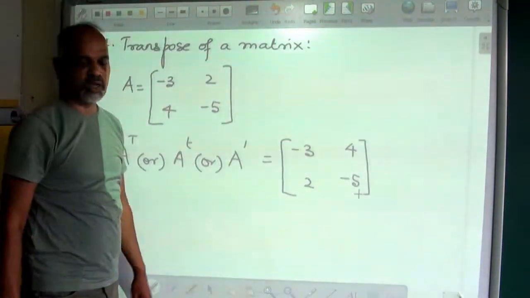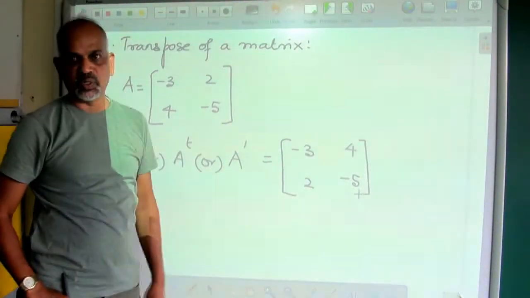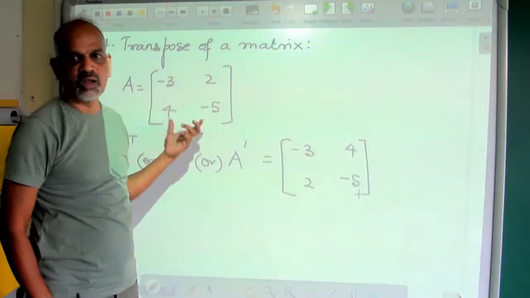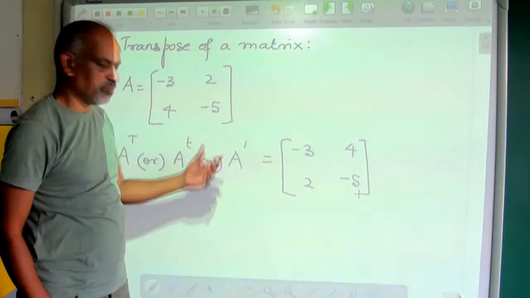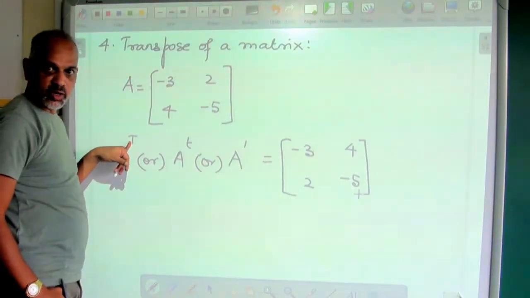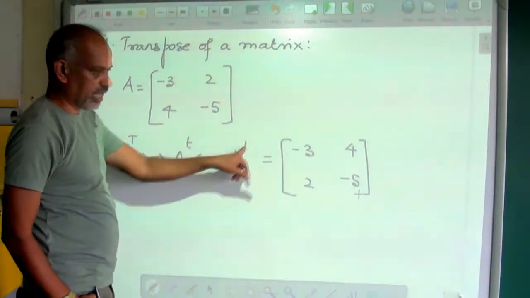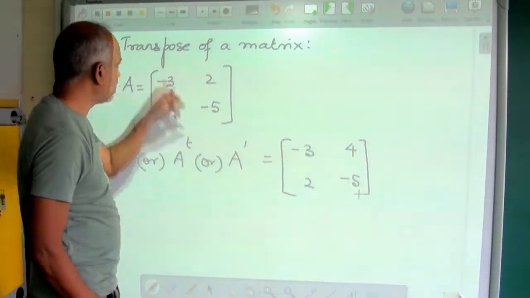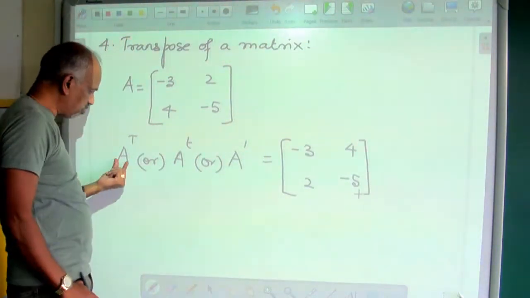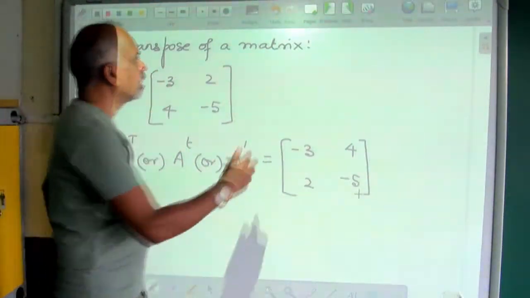This change is called transpose of a matrix. All you have to do to get a transpose is change the rows into columns or the columns to rows. It means the same. They are represented by A with a capital T on top, or A with a small t, or A dash. All mean transpose of a matrix. If this was matrix B, then this will be B transpose. Is it clear?